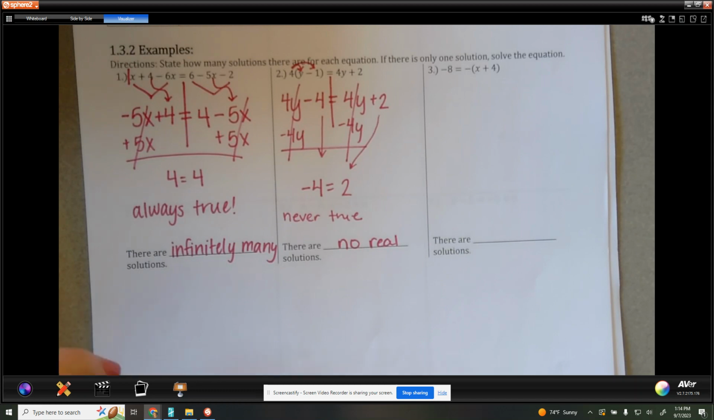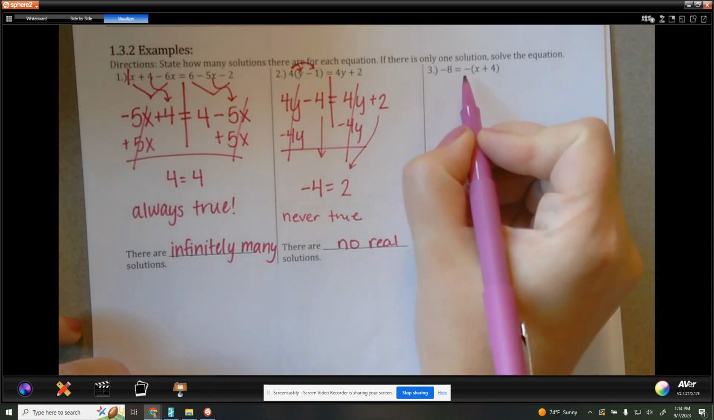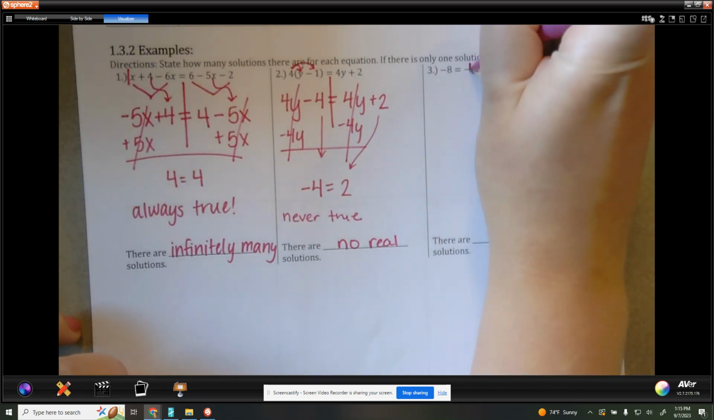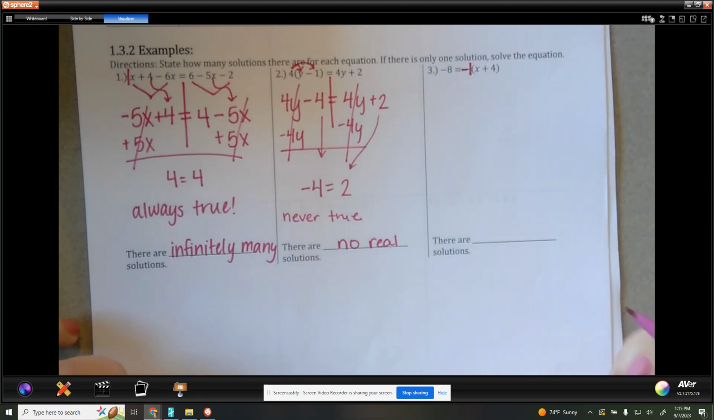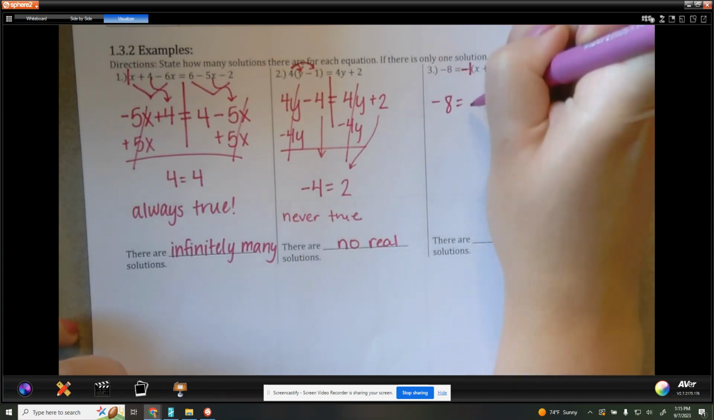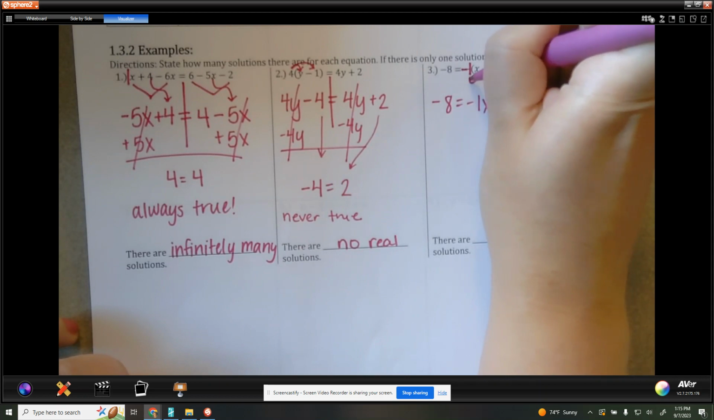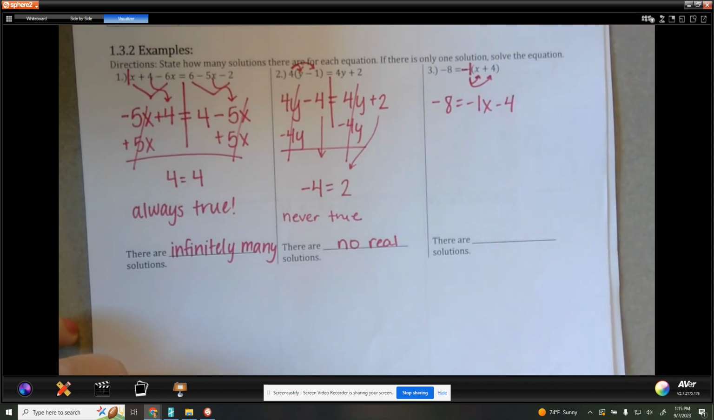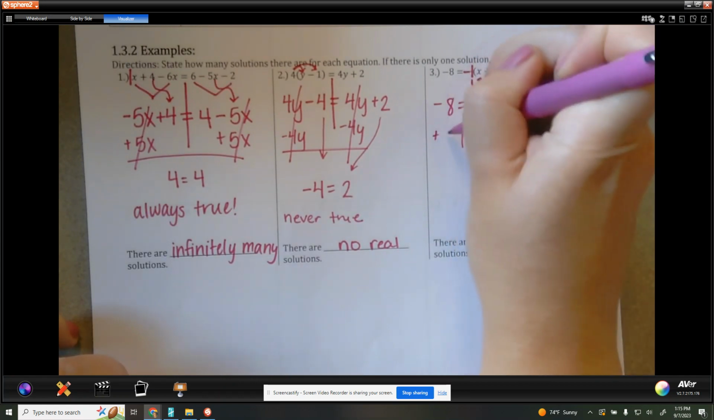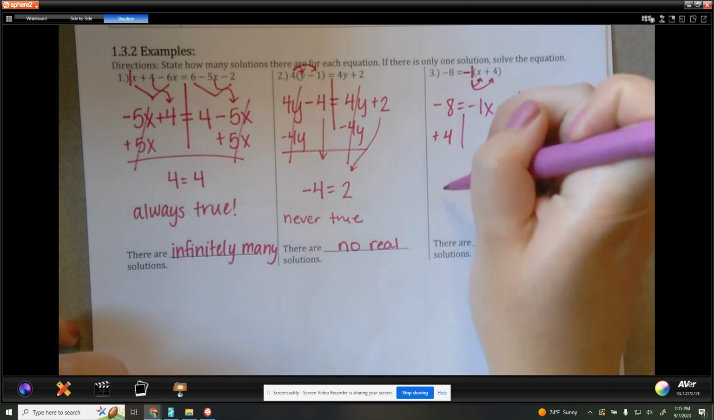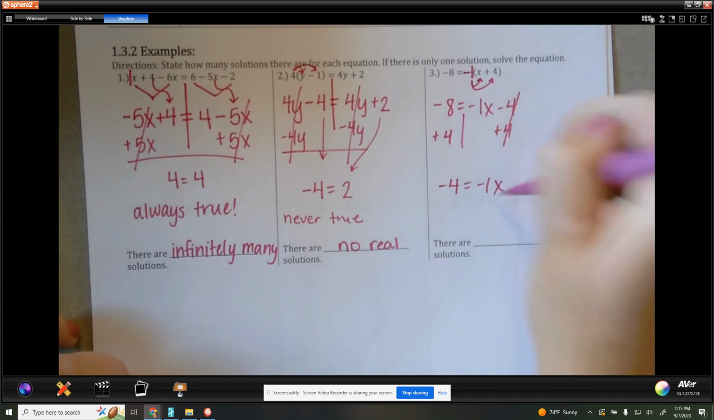All right. Last one. Ooh, we got a sneaky little negative sign out here. That is the distributive property, but what's that little sneaky number? It's a little negative 1 out there. All right. So we've got negative 8 equals negative 1 times x, because I multiplied those two. And then multiply negative 1 times that 4, so that'd be minus 4. Cool, cool. This is looking all right. You might do something a little bit differently than I did, but I'll do plus 4 on both sides. So those are gone. And negative 8 plus 4, that is negative 4 equals negative 1 times x.